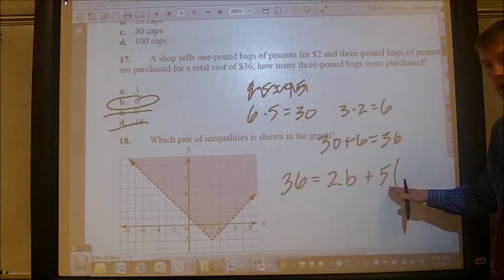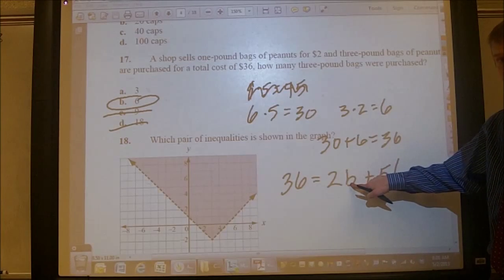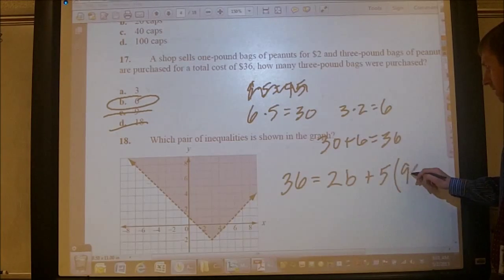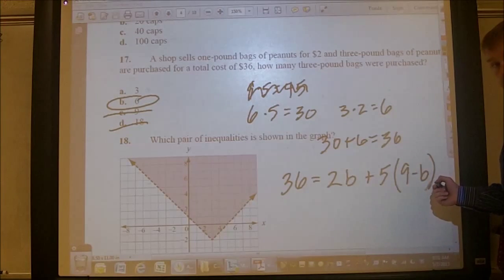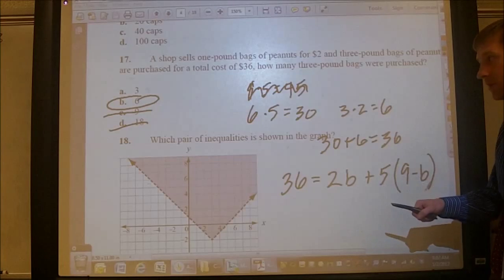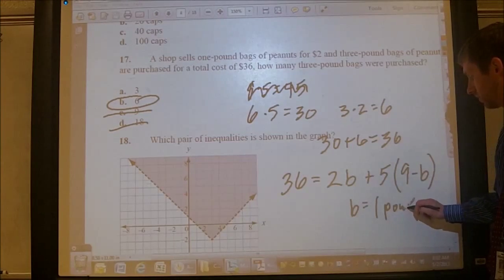But I can't just put another variable in. I only want to keep one variable. And if B represents the 1-pound bags, 9 minus B equals the 3-pound bags. Again, it's 9 minus B because there were 9 total bags. So if I subtract out how many 1-pound bags there are, that would give me the 3-pound bags. So in this case, B equals 1-pound bags.